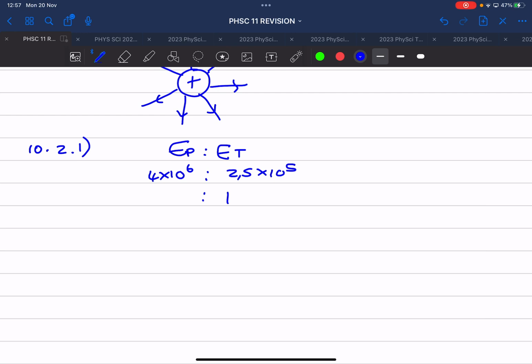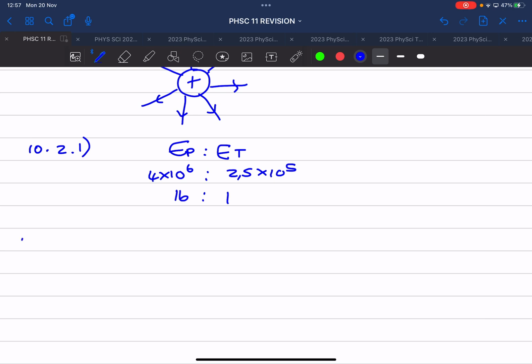Het julle klaar wiskunde geskryf? 16. Okay, 1 to 16. Yes?